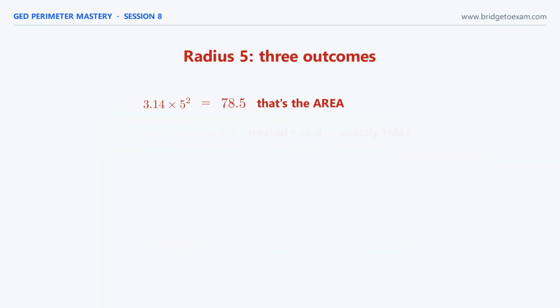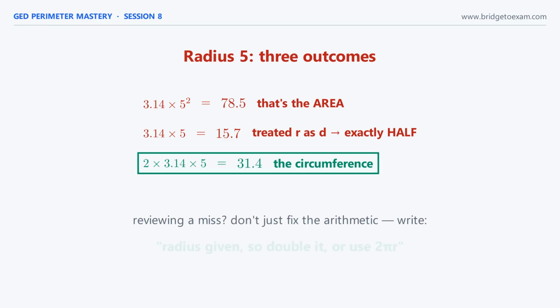So let's name all 3 outcomes for radius 5. Pi times 5 squared is 78.5, the area. Pi times 5 is 15.7. That treated the radius as a diameter, exactly half the truth. And 2 pi times 5 is 31.4, the circumference.